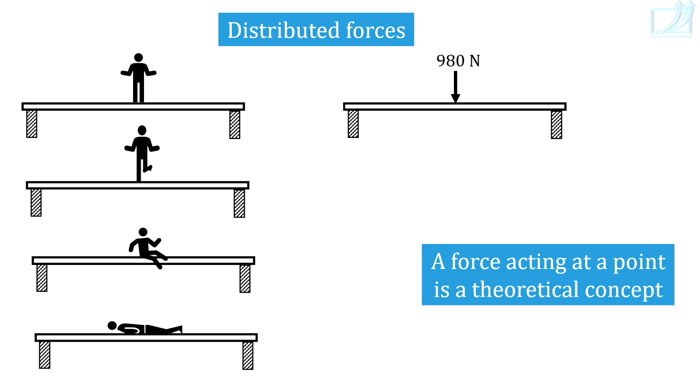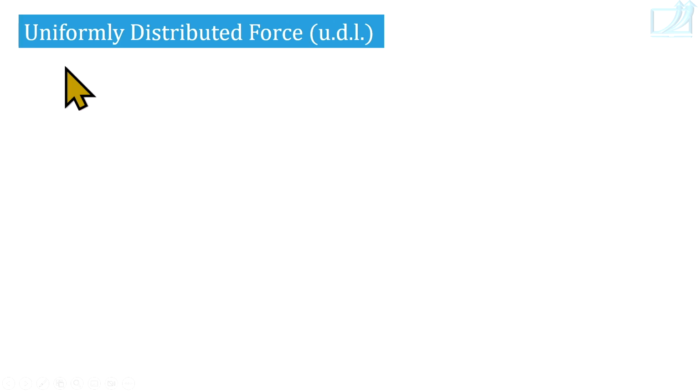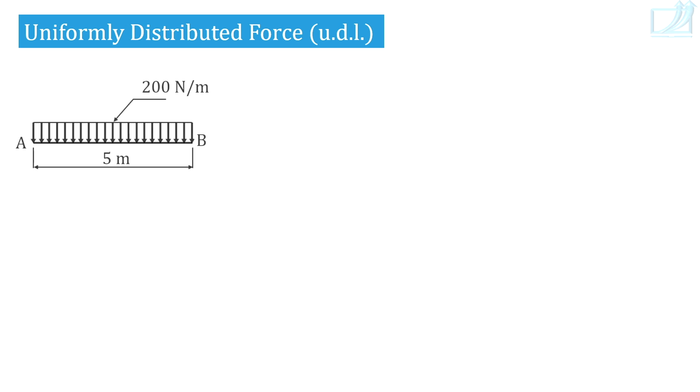So a force acting at a point is a theoretical concept. In practice, many times we can approximate a distributed force as a uniformly distributed force or a uniformly varying force. So what is that? Let's try to understand a uniformly distributed force. First of all, how is it shown in the space diagram? So this is how it is shown in the space diagram.